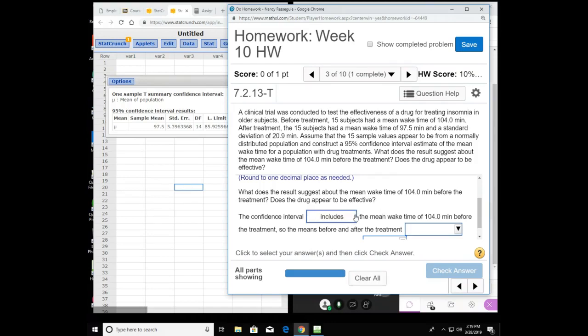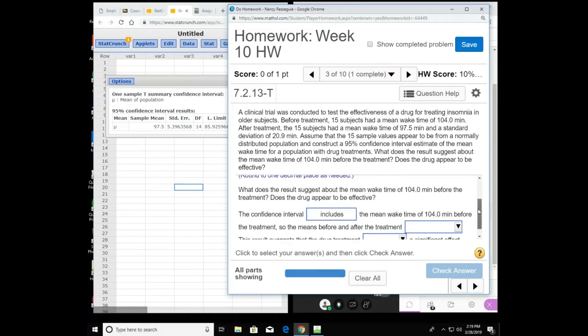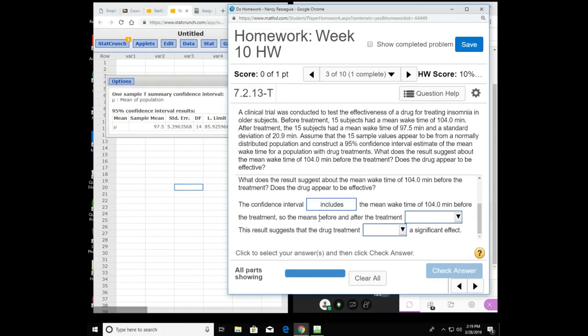What we'd say is the confidence interval includes the 104 because it's between those two limits. And that means the means before and after the treatment could be the same. And that means the treatment probably doesn't have a significant effect.